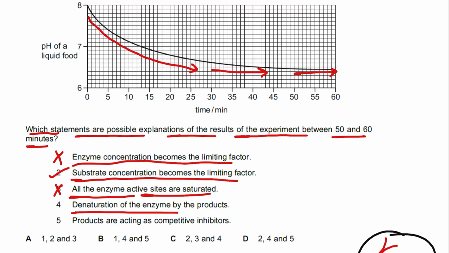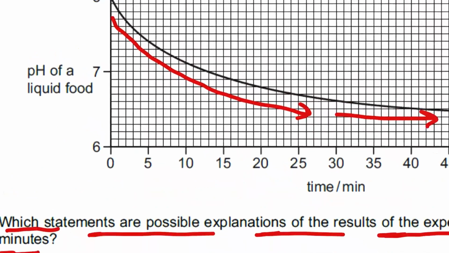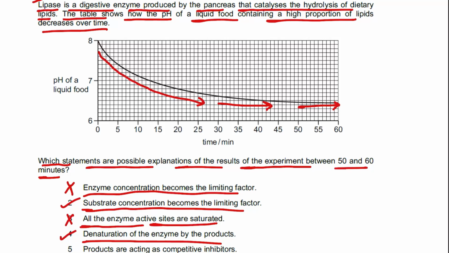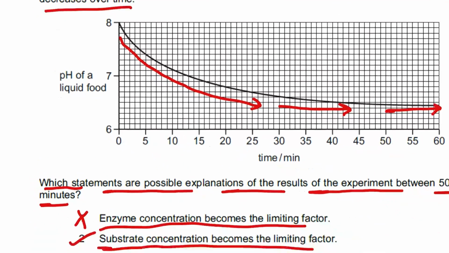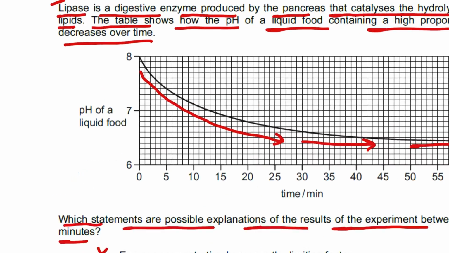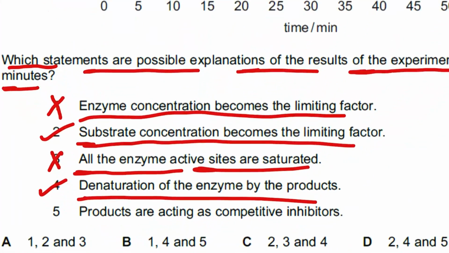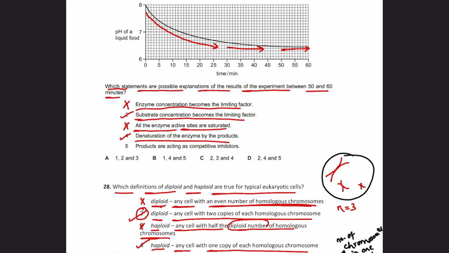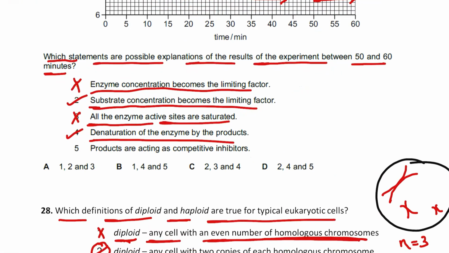Denaturation of enzyme by the products. Guys, this could be a correct explanation, because as we all know, the lipids are broken down and the product that is formed is fatty acids, and fatty acids decrease the pH of the liquid food, and this fall in pH can denature the lipase. So denaturation of lipase or enzyme by the products, this could be the correct explanation, because a fall in pH can denature the lipase. Okay, products are acting as competitive inhibitors.